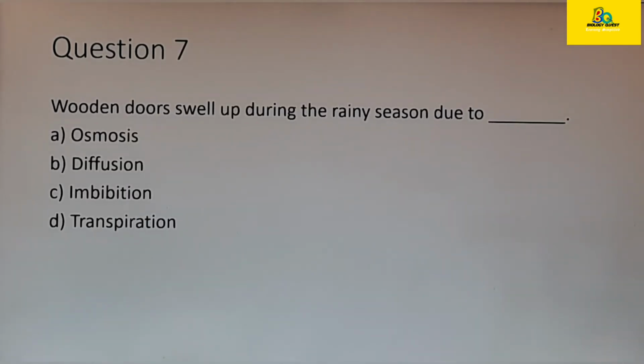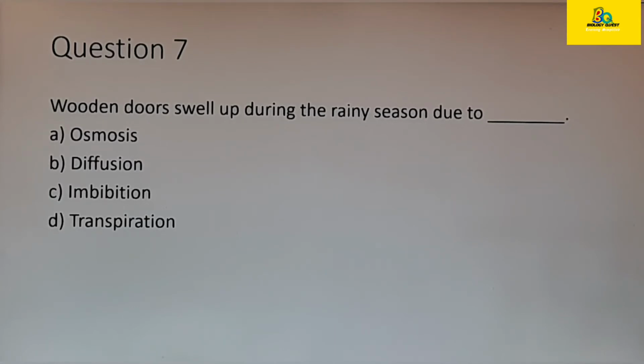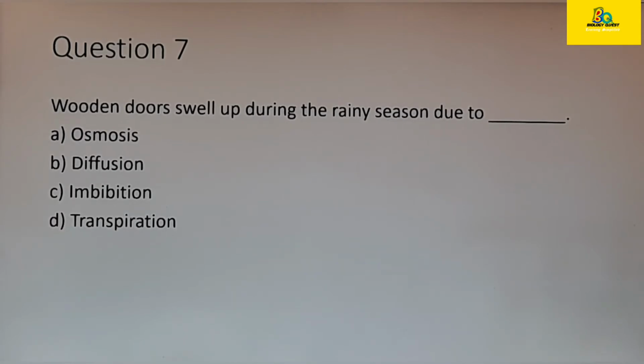Question 7. Wooden doors swell up during the rainy season due to osmosis, diffusion, imbibition, transpiration. We have already discussed the terms in one of the previous questions. Osmosis is the movement of water molecules from a region of higher concentration to a region of lower concentration through a semi-permeable membrane. Diffusion, we have already seen. Imbibition is the surface attraction of water molecules. Water molecules are attracted onto the surface of certain living or dead plant materials.